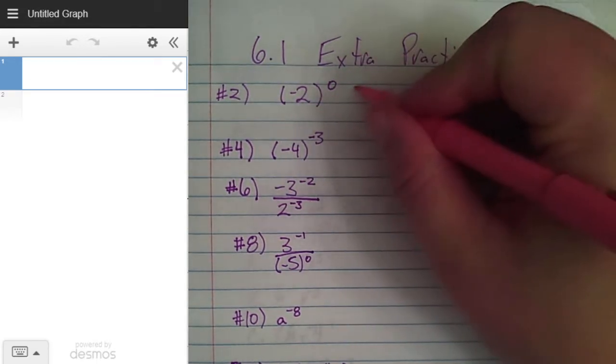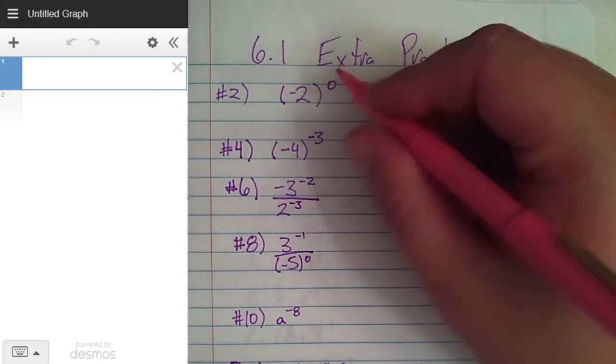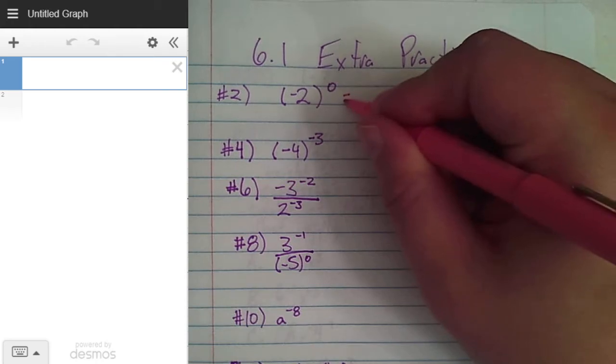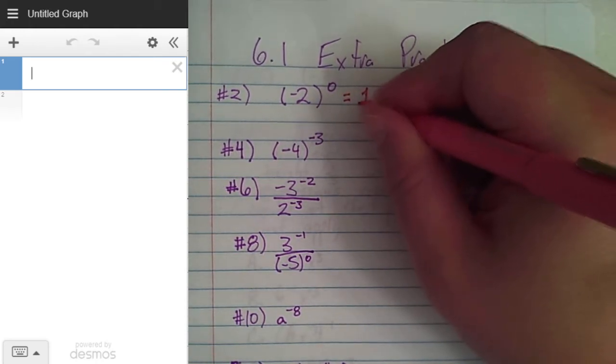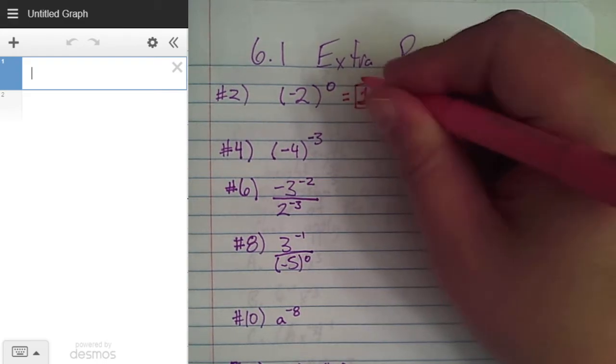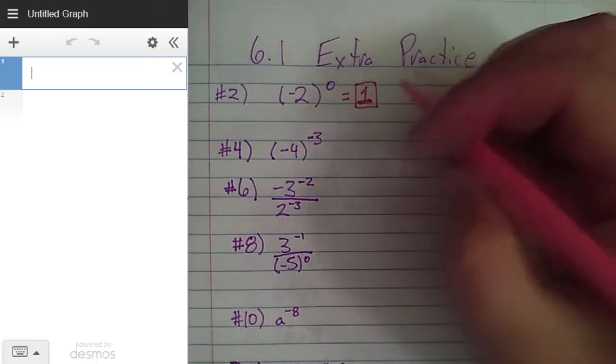For number 2, what we notice is it's the quantity -2 raised to the 0 power. Anything to the 0 power, remember, is equal to 1. Okay, anything to the 0 power is equal to 1. If that's not in your notes somewhere, you should get that written down.